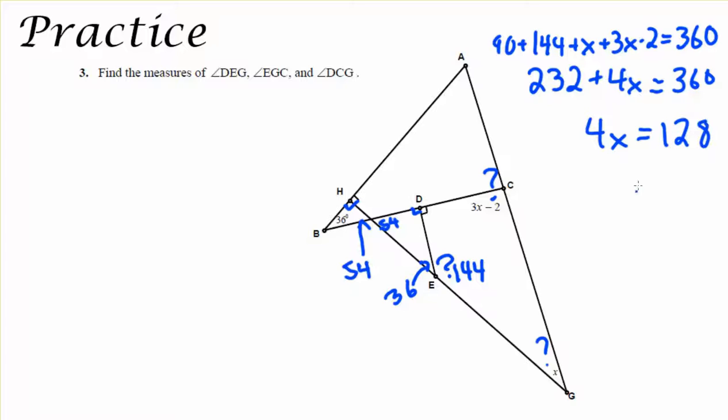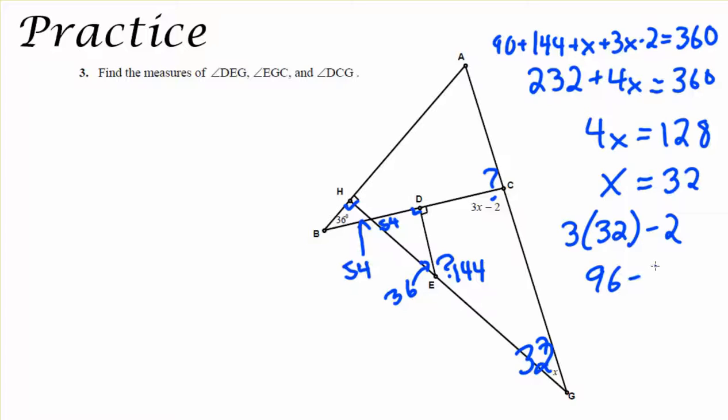Now that I know x is 32, it gives me this angle down here at the bottom, EGC, so that angle will be 32. I can plug 32 in for one of the other angles, plug it in where I see x, so 3 times 32 is 96 minus 2 will give me 94, so DCG is 94. And to recap, the first angle we found, DEG, was 144.